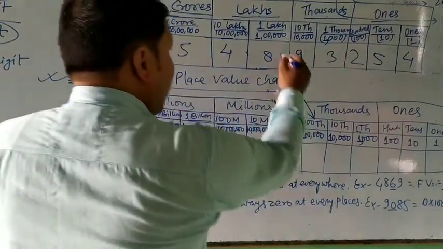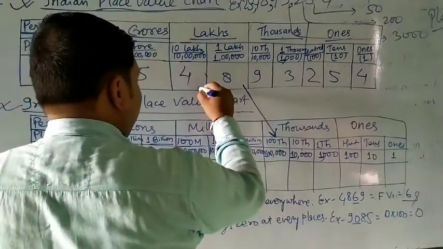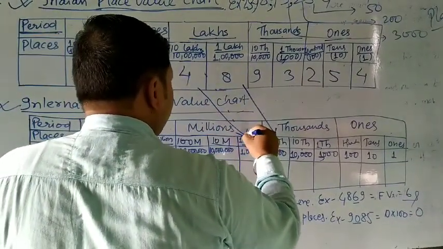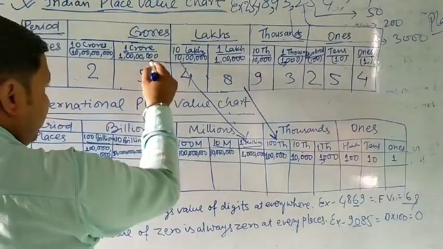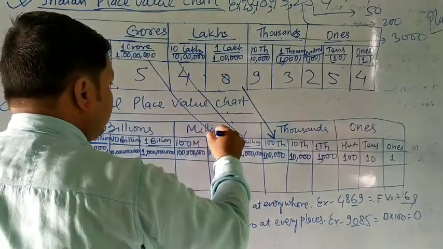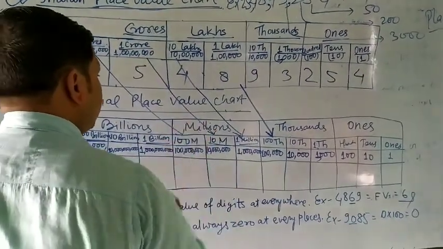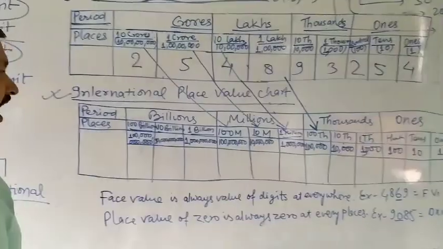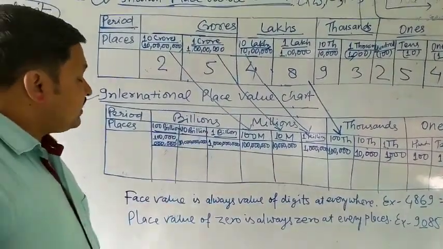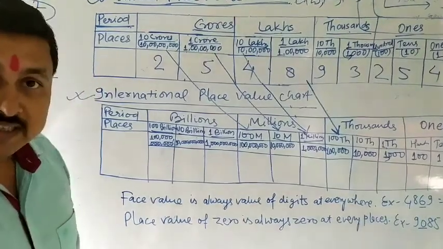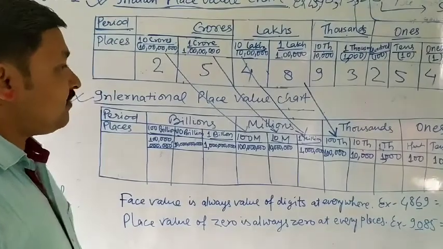Here 1 lakh is equal to 100,000. 10 lakhs is equal to 1 million. And 1 crore is equal to 10 million. 10 crore is equal to 100 million. And after that 100 crore is equal to 1 billion, and so on. This is how we find the international place value chart.